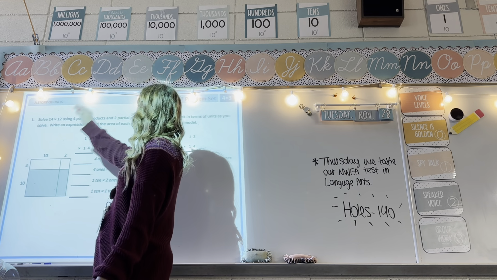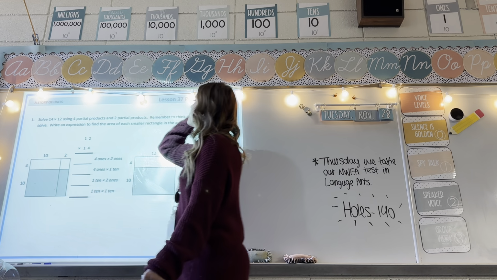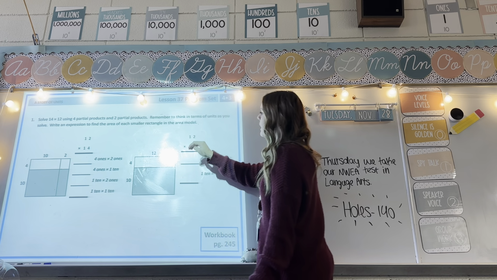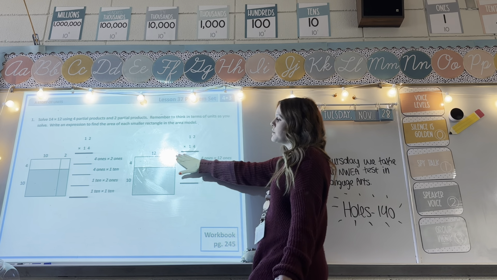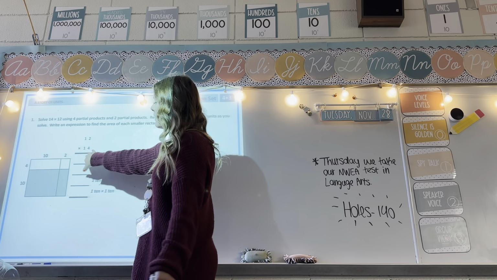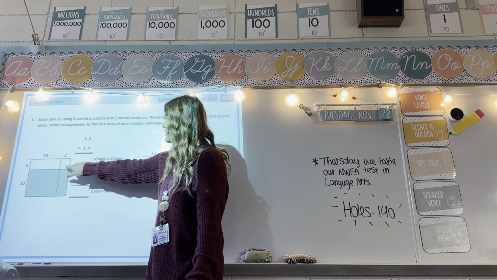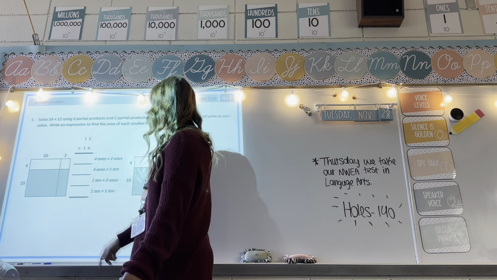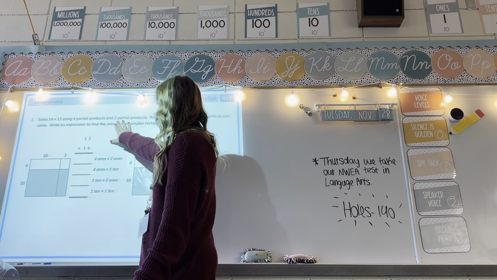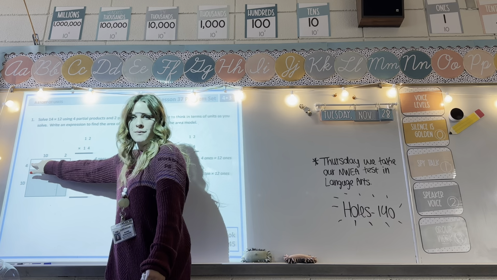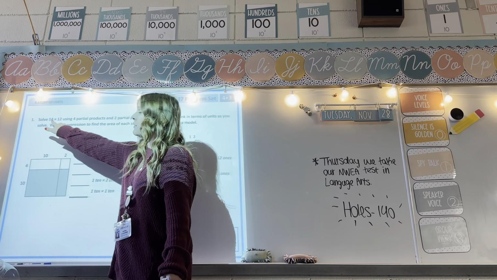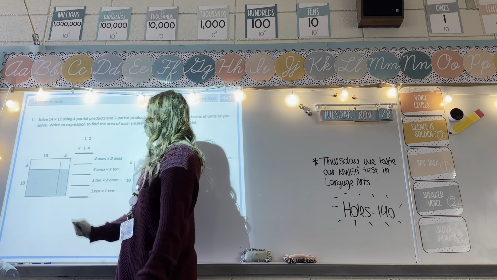So we are solving 14 times 12 using the partial products method, okay? So what we're gonna do is we're gonna start with this side, okay? It looks like they already have the standard algorithm, the box method here, this area model. So as you can see, they've already separated this number. They've put 10 and 4 for 14, and they've put 10 and 2 for 12. Remember, it's 14 times 12.